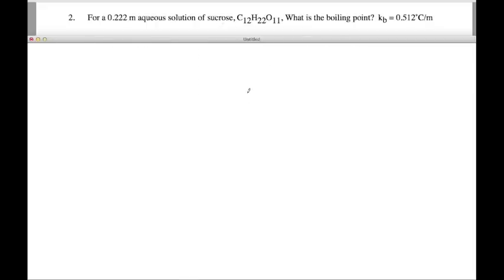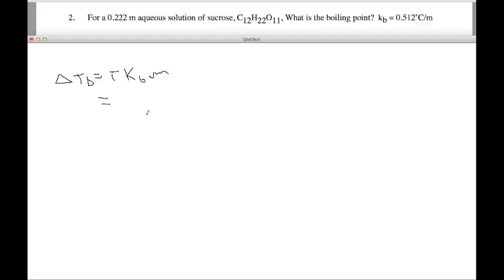For a 0.222 molal aqueous solution of sucrose, what is the boiling point where the boiling point elevation constant is 0.512? Okay. So what is the new boiling point? We're looking for Tb final, the final temperature, the boiling point. And we know delta Tb is equal to Kb times m times i, where i is 1, m is 0.222, and Kb is 0.512 degrees Celsius.